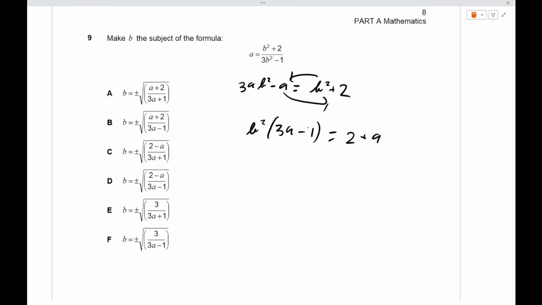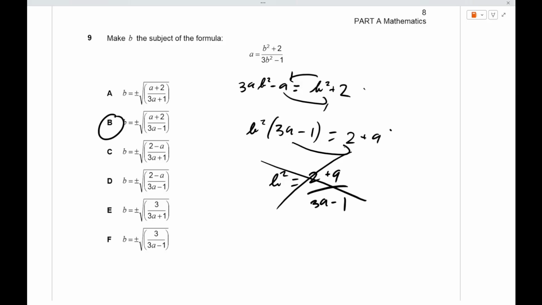Very, very simple. Then of course you already know that b squared is going to be (2 plus a) over (3a minus 1), and then you know that you just have to square root it, so it's going to be b. But I wouldn't write this last line. I think these two lines are more than enough, because from here you know that you have to divide by that and then you just square root. So it's just that. It's really simple, really easy.